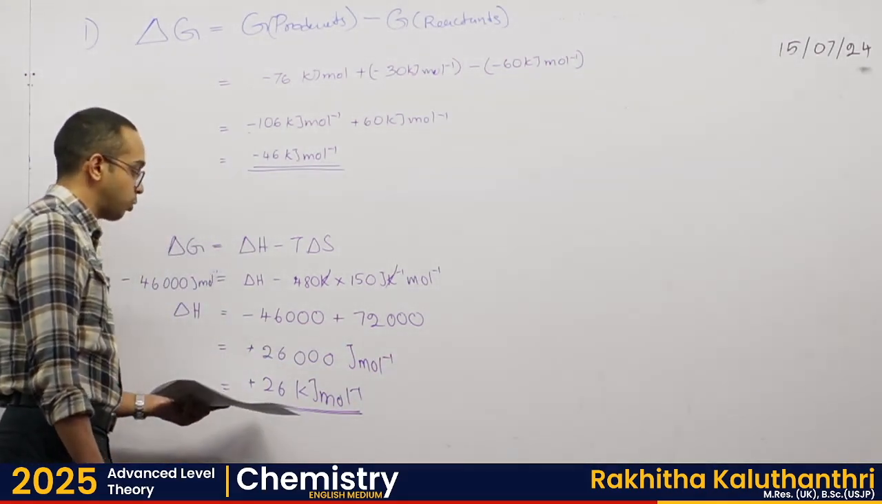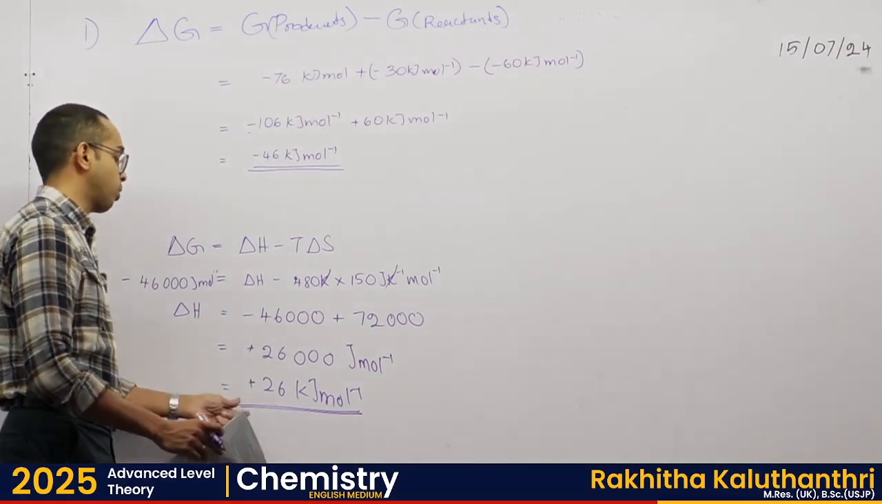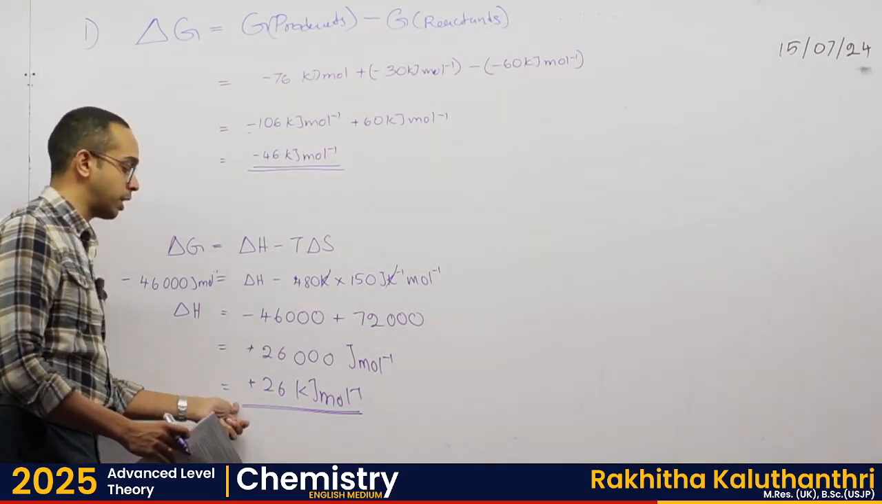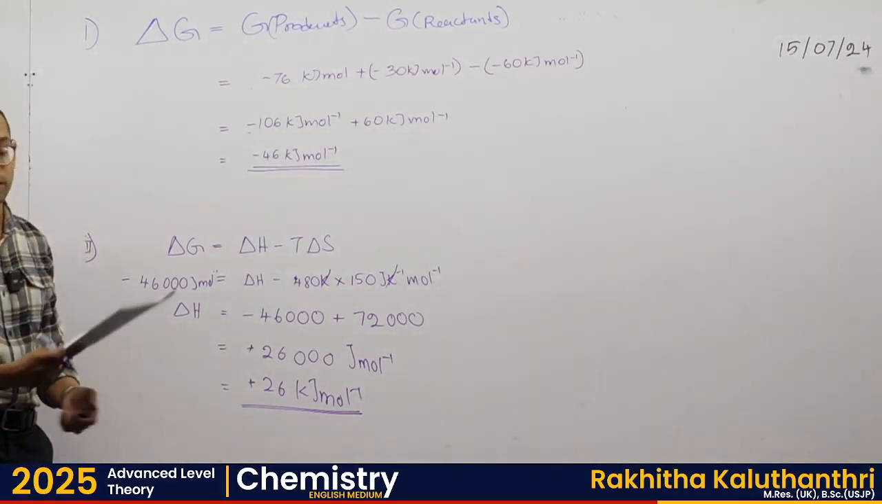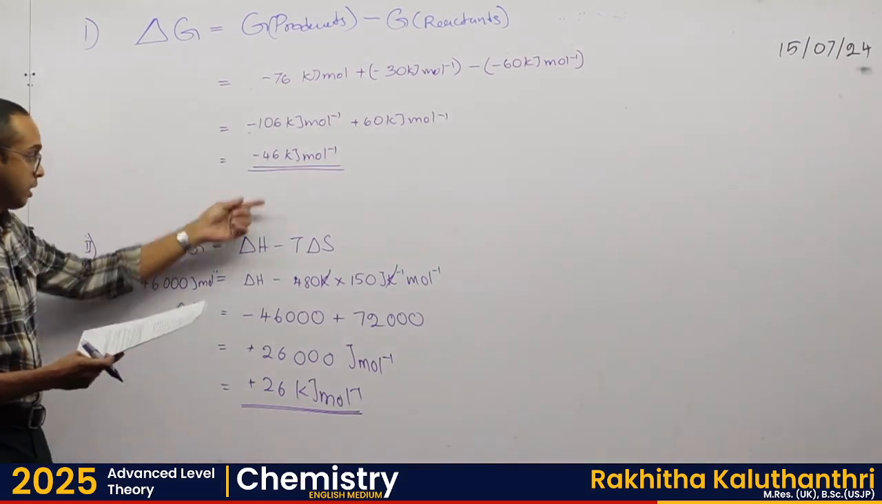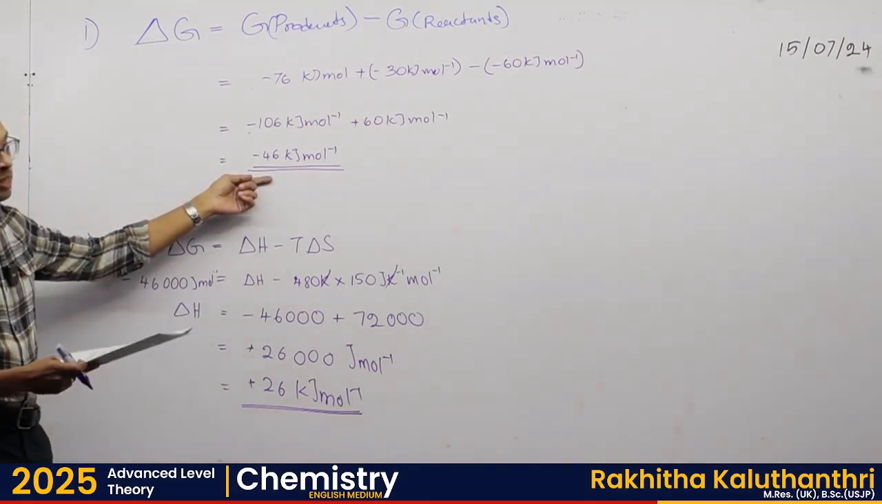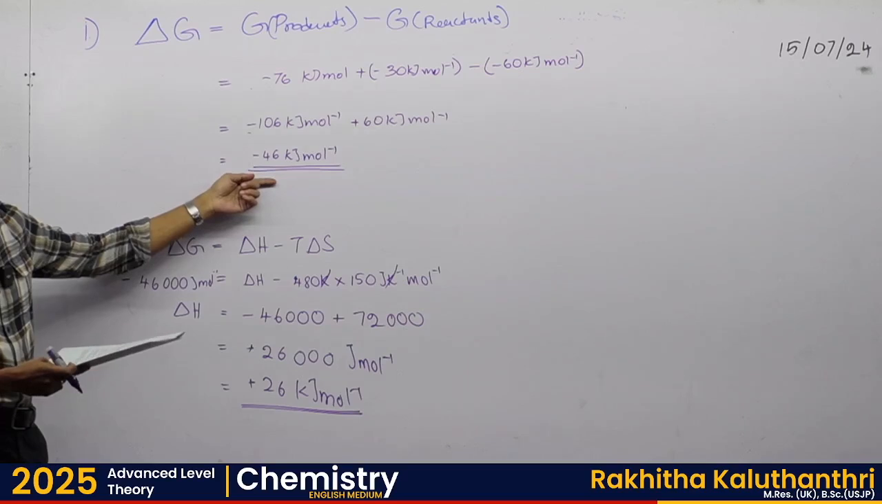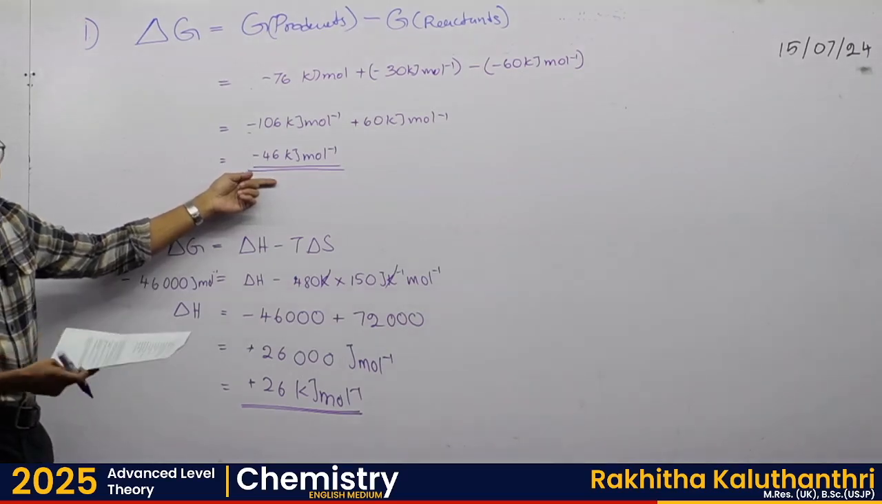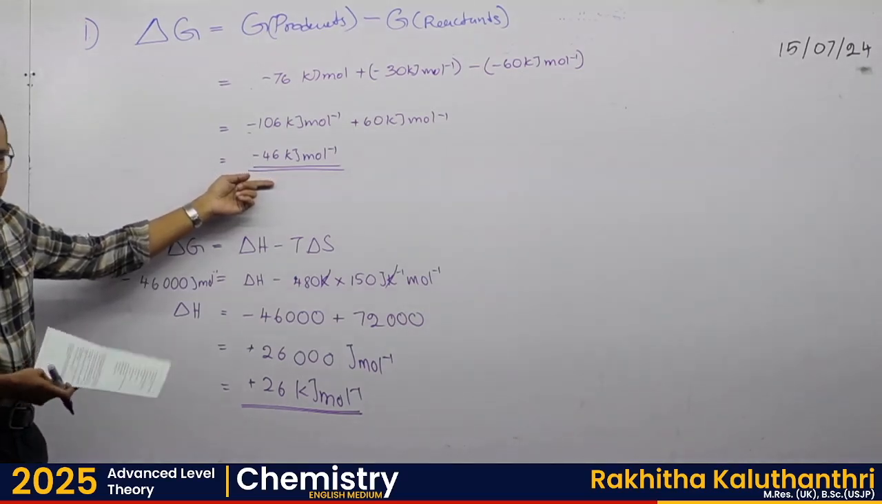So now, based on that, they can also ask you whether this reaction is spontaneous. What do you say? Delta G being positive means what? So earlier here itself we could have answered. Delta G was negative. What does that mean? Delta G being negative means what? Spontaneous or non-spontaneous?